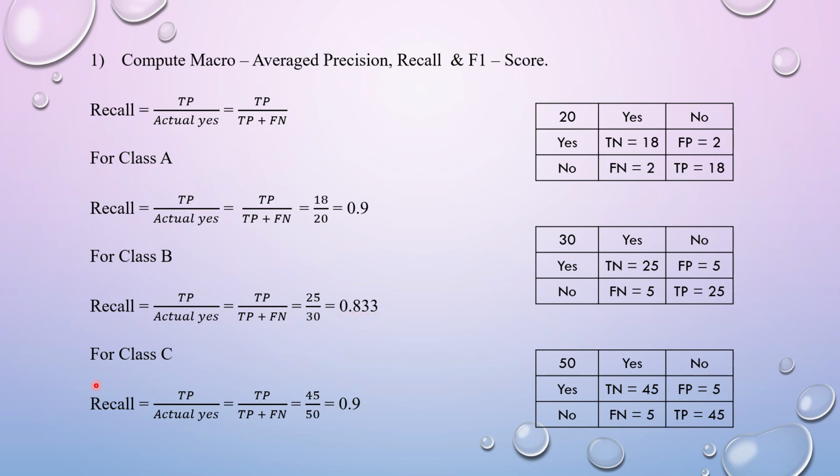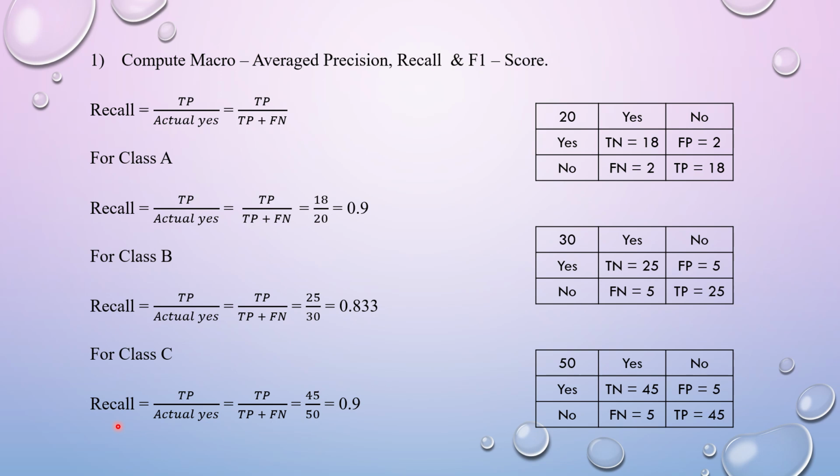Similarly, for class C, recall is equal to TP divided by TP plus FN. Here TP is equal to 45 and FN is equal to 5. So 45 plus 5, which is equal to 50, and 45 divided by 50, which is equal to 0.9. So for class C, recall is equal to 0.9. For class A, recall is 0.9. For class B, recall is 0.833. And for class C, recall is equal to 0.9.